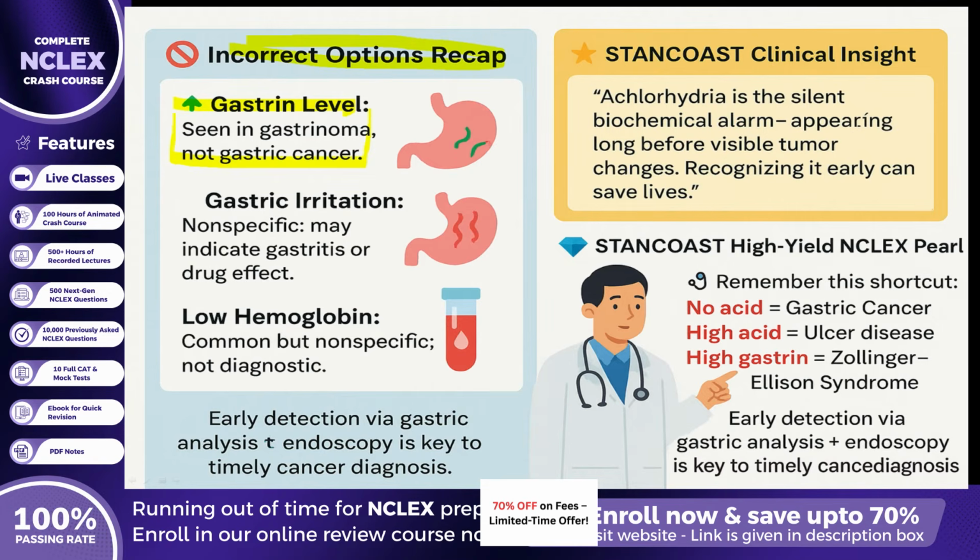On the other hand, option 2, elevated gastrin level in the blood, is incorrect. Elevated gastrin is characteristic of Zollinger-Ellison syndrome, not gastric carcinoma. In gastrinoma, a gastrin-secreting tumor triggers hyperacidity and recurrent peptic ulcers, which are quite the opposite of achlorhydria found in gastric cancer. Moving to option 3, gastric irritation noted during gastroscopy, this too is incorrect.